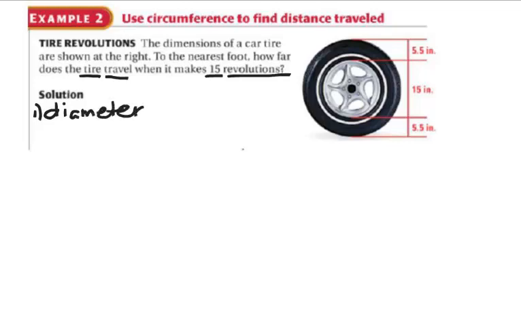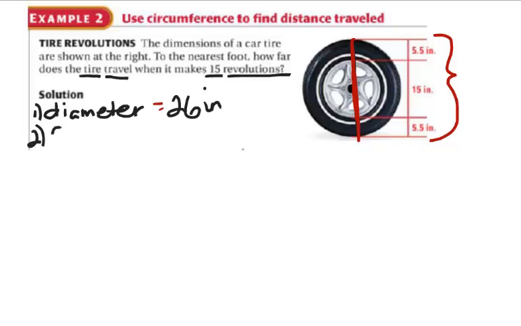Okay, if we want the diameter of the entire tire, we want the diameter across the whole tire. To get the diameter of the entire thing, we have to add all of these pieces together: 5.5 plus 15 plus 5.5, and my diameter is going to be 26 inches. So now we know the diameter of the tire.